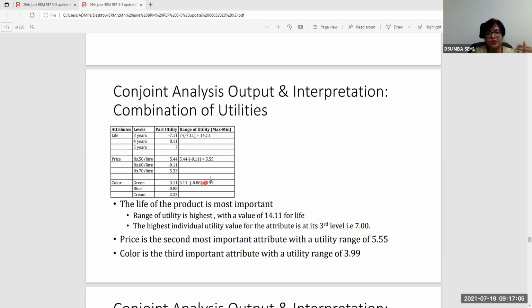Now let us see what is the utility level of the price element for the product. All right, so for price, the utility levels indicated are 5.44, minus 0.11, and 5.33.